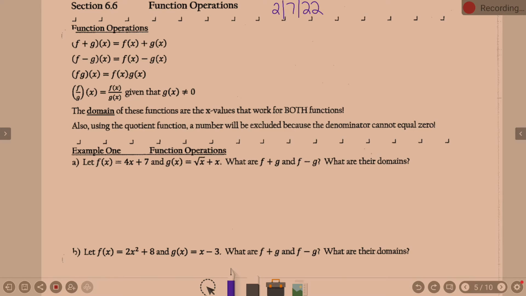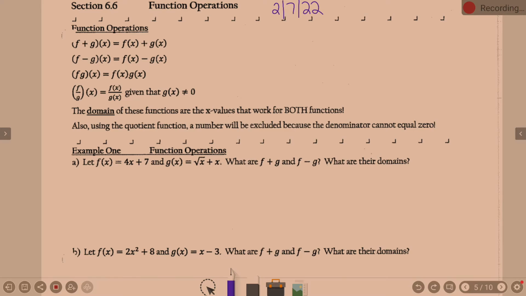So function operations. Basically what this is saying, guys, f plus g of x. If you're told to do f plus g of x, what you're being told is to take f of x, whatever that is, take g of x, whatever that is, and to add them. Okay? If you're asked to do f minus g of x, you're doing f of x minus g of x. If you're being asked to multiply f g of x, then it's f of x times g of x. Same thing with division. You will know with division, it does say given that g of x does not equal 0, because what do we know about a denominator? Denominator can never equal 0.